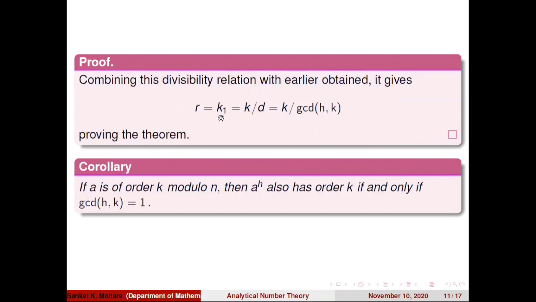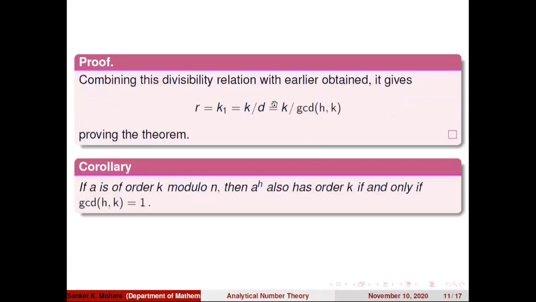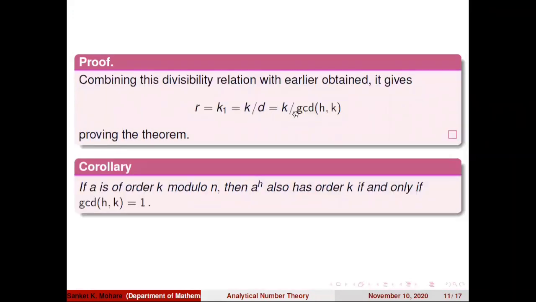But what is the value of K1? The value of K1 is K by D. So this is equal to K by D. But what is D assumed? D is assumed to be GCD of K comma H. So this is equal to K upon GCD of H comma K.